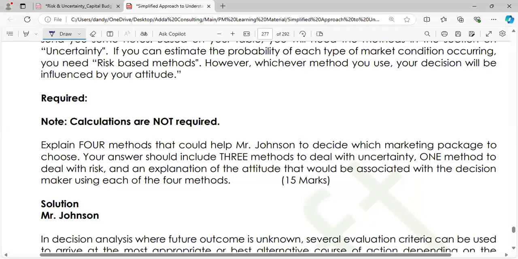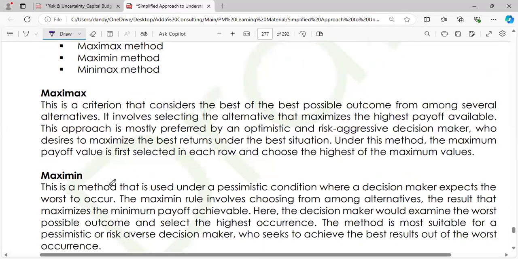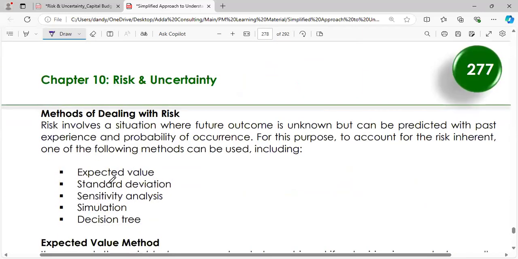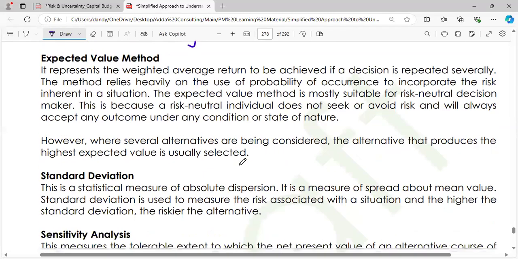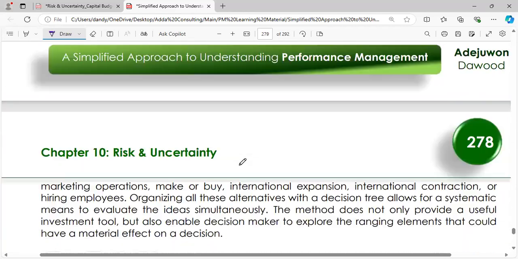To deal with uncertainty, you can use Maximax, Maximin, Laplace, Minimax, and all of that. Then for one method to deal with risk, you can use expected value, standard deviation, or sensitivity analysis, and then an explanation of the attitude. That's what I was telling you the other time, that Maximax is mostly preferred by an optimistic individual who expects the best to occur. So this is what the examiner is asking you. Just go through them and have a deeper understanding of the concepts. For risk, you can use any of these to measure it. So that's the end of risk and uncertainty.